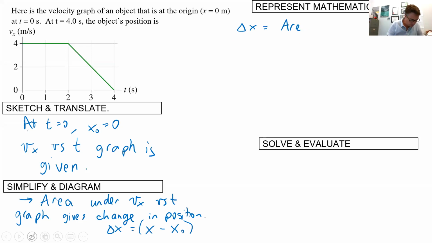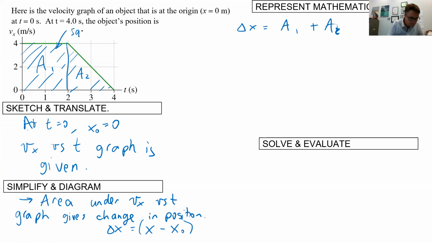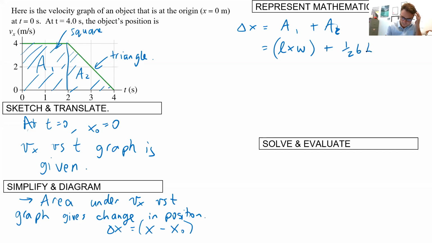Let's call it A1 plus A2, where this is A1. The area of this looks like a square, and A2 is this triangle. Maybe a rectangle, not really a square, because it looks square-like but remember there are different units on the bottom than on the top. So we'll call it a rectangle and a triangle. Length times width is the area of a rectangle, plus 1/2 base times height is the area of a triangle.